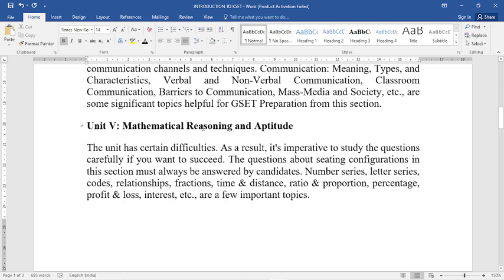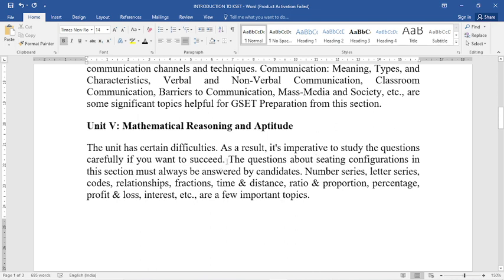And next one is mathematical reasoning and aptitude. This one is very important. The unit has certain difficulties. As a result, it's imperative to study the questions carefully if you want to succeed.